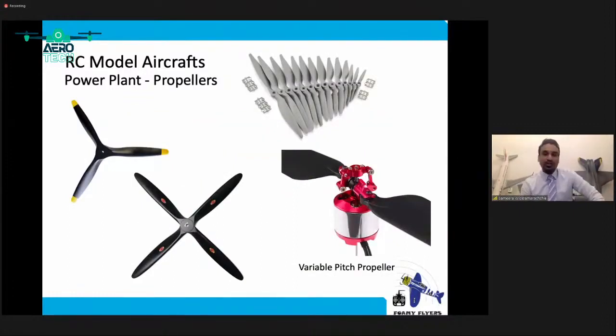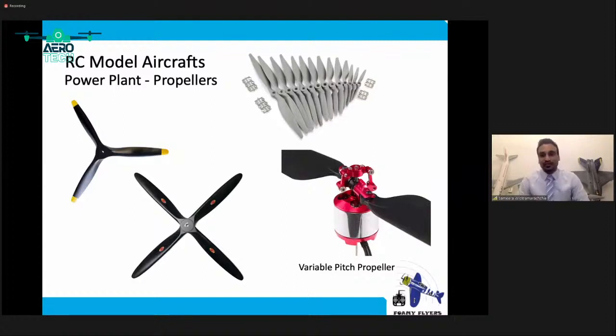For example, if you were to go with a scaled aircraft, let's say you're going to build a C-130 Hercules or something like that, if you see the real aircraft, it has 4 propellers, like 4 blades on a propeller. It doesn't necessarily mean that you need to put a 4-bladed propeller onto the scale model that you're building, as long as the propeller will give you sufficient thrust to fly the aircraft.